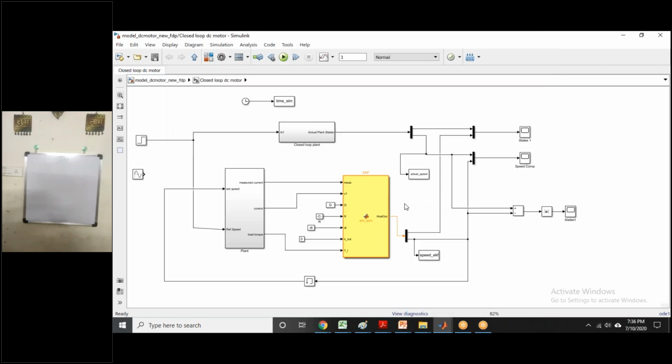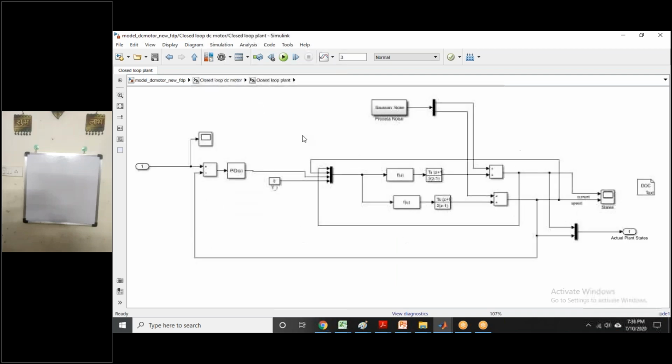So now I will give you this particular model after the lecture, and you can play around with it and see what is happening. So this is how the Kalman filter, the extended Kalman filter, works. The plant can be a non-linear one. It can be any non-linear plant.